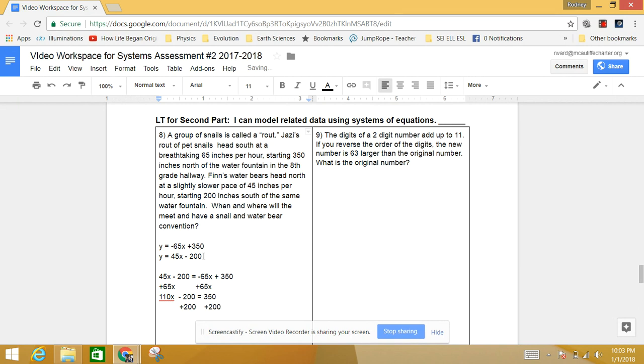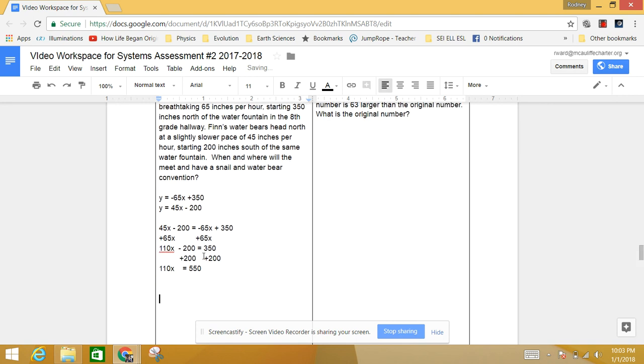And that's going to leave me with 110x equals 550. All right, now I'm going to divide both sides by 110. And 550 divided by 110 is just 5. So x equals 5 hours later. So x is time. So it's 5 hours later.